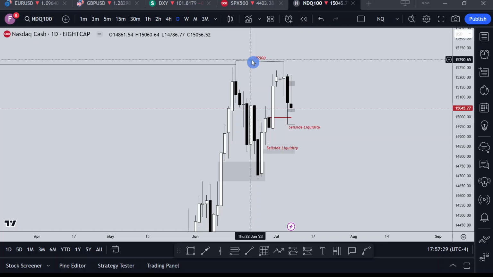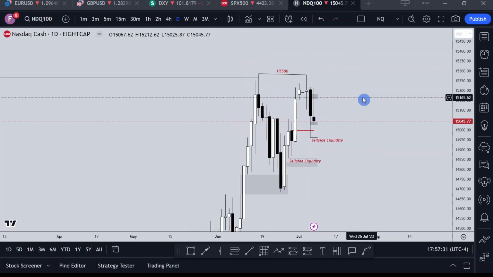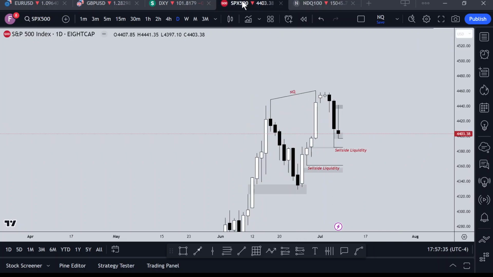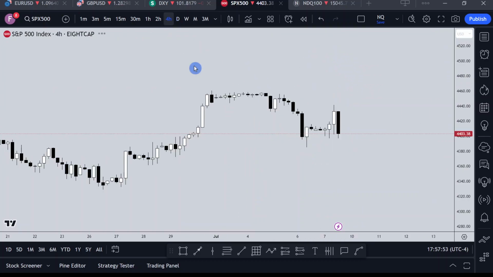So what it means is an SMT divergence, smart money technique. So what it means is that on the S&P 500, smart money is accumulating short positions after offsetting this buy side liquidity resting here. So they paired sell positions with this buy side liquidity and they are selling shorts, right? Now let's look at the 4-hour chart.